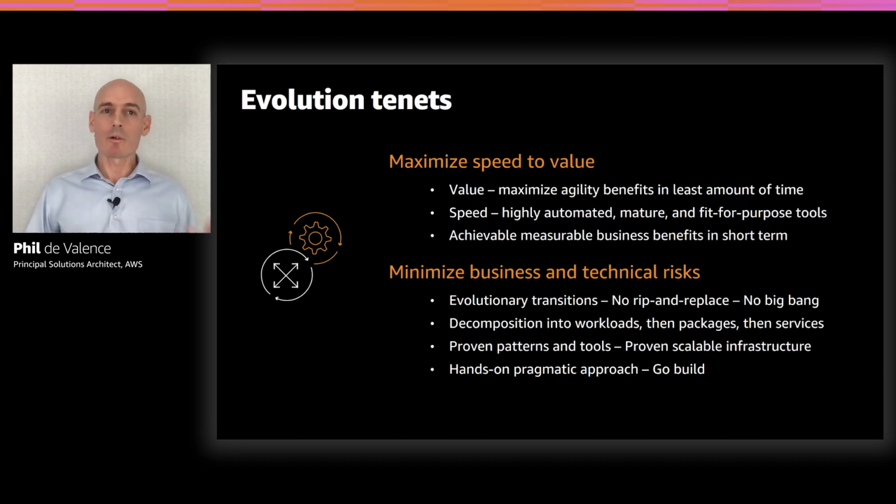Second, mainframe modernization is complex, so it's very important to minimize business and technical risks. We do this with evolutionary transitions and by decomposing workloads and using proven patterns. We also use a very hands-on pragmatic approach. We prove technical options as early as possible. Now, let's see what the approach looks like.